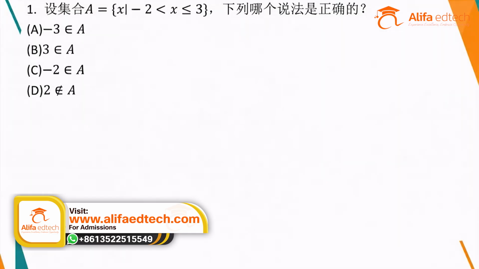Conclusion. This problem primarily tests the understanding of whether interval endpoints are included, specifically the distinction between strictly less than and less than or equal to. The correct answer is option B.